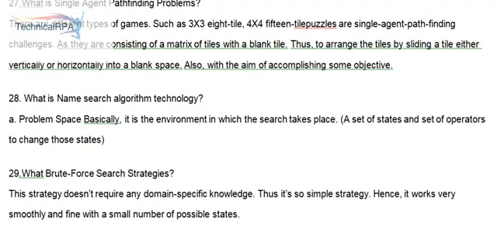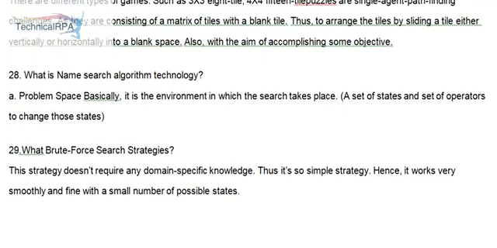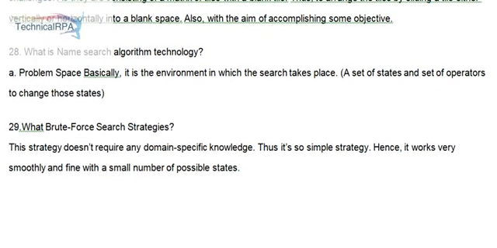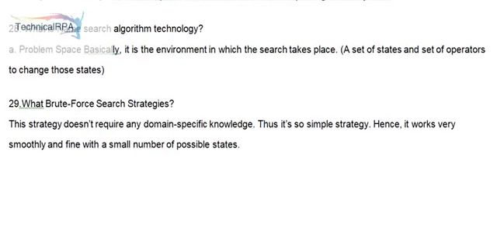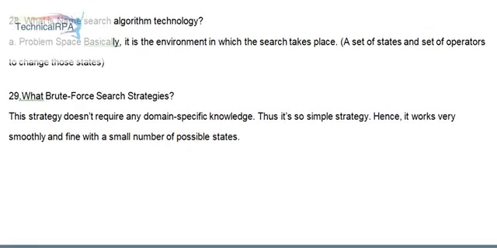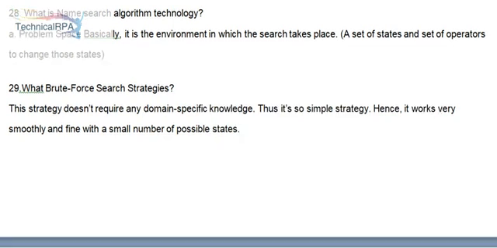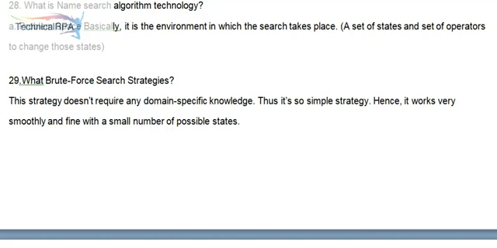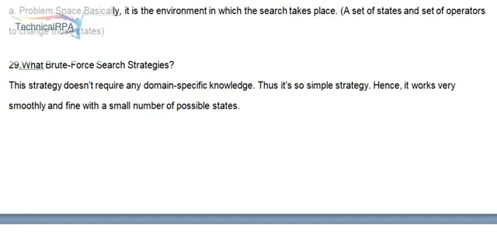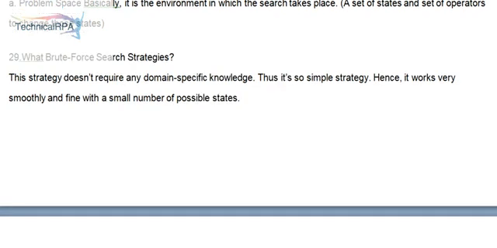28. What are the search algorithm terminologies? A. Problem space. Basically, it is the environment in which the search takes place: a set of states and a set of operators to change those states. 29. What are brute force search strategies? This strategy doesn't require any domain-specific knowledge. Thus it's a simple strategy. Hence, it works very smoothly and fine with a small number of possible states.